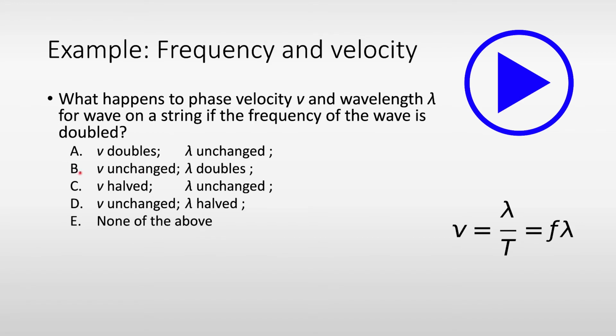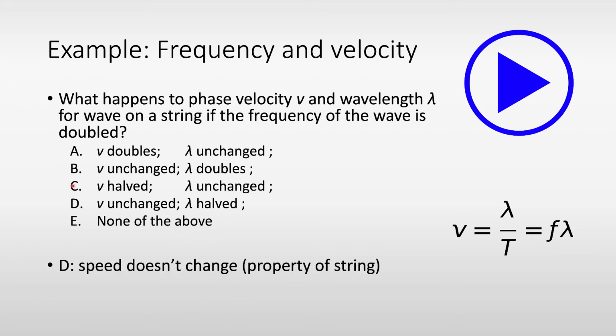Okay, so that means we either have b, d, or e. Let's now look at what happens to lambda. Well, if v doesn't change and the frequency doubles, that must mean that the wavelength is halved. So our answer here is d. The speed doesn't change because it's a property of the string. Doubling the frequency will have to halve the lambda because v is a constant in a given material.